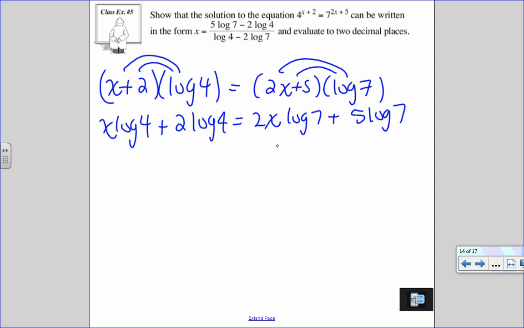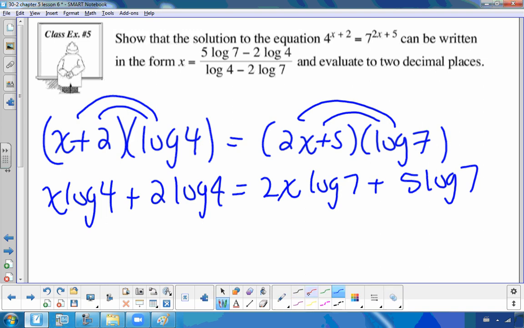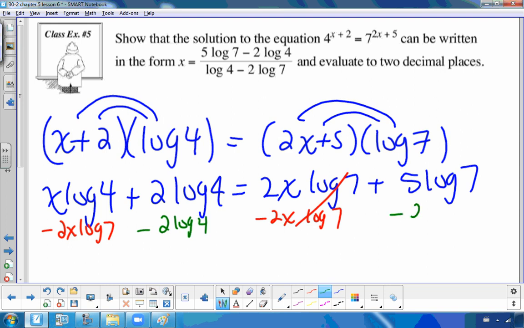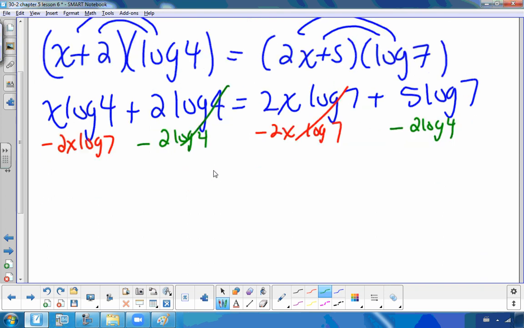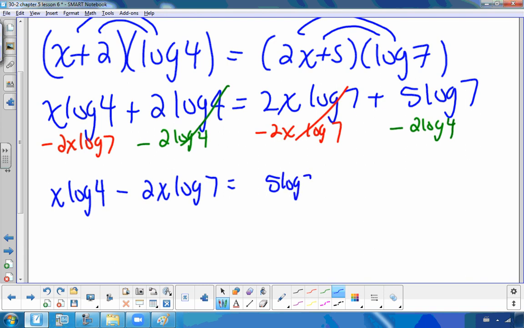Let me actually just use a different color so we can see what we're doing here. So I'm going to subtract 2x log 7 from both sides. That's gone. And let's get this on the other side. So I have all my x's on one side, all my numbers on the other, and then that's gone. Okay, so here I can't combine these because they're not the same thing. Log 4 and log 7 aren't the same thing, so I'm just going to leave them just like that. And on the other side, I have 5 log 7 minus 2 log 4.